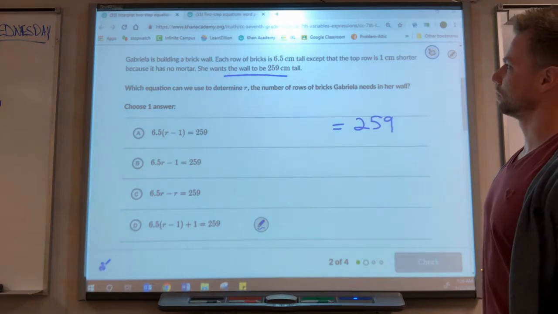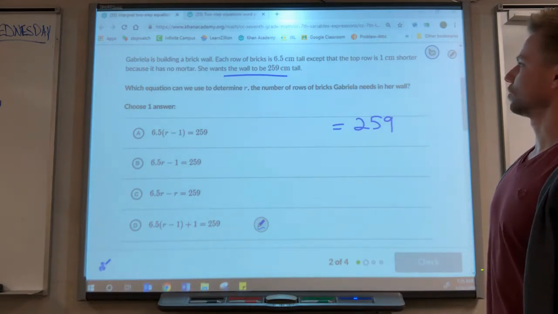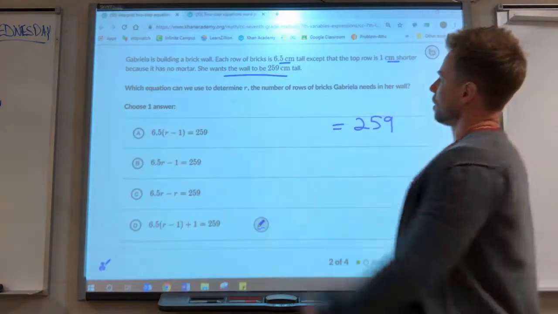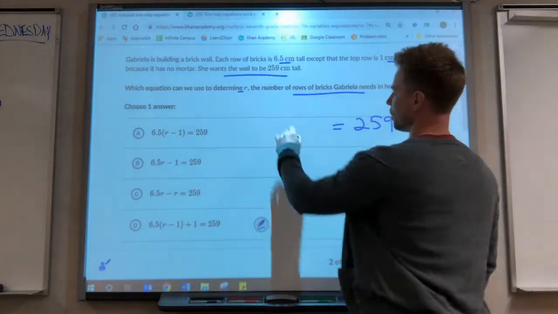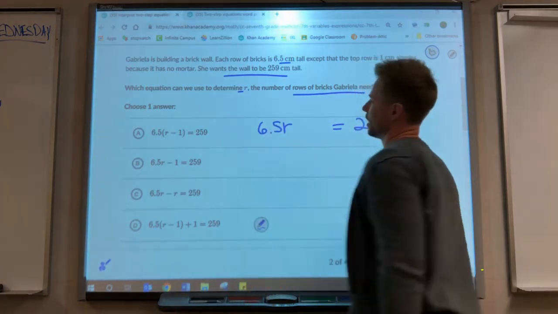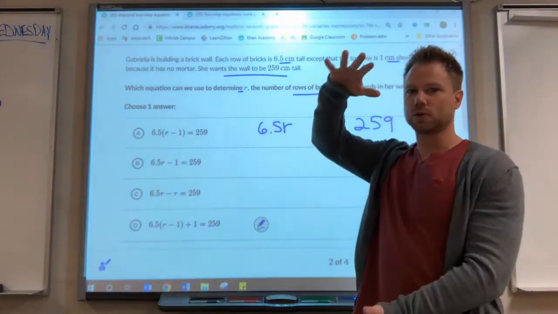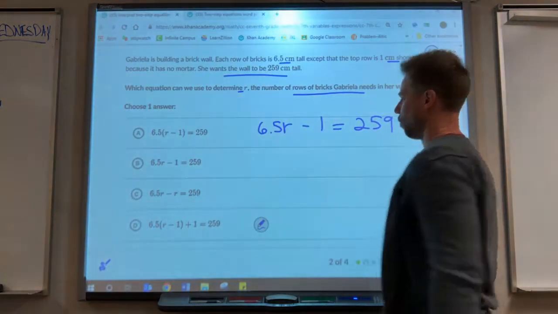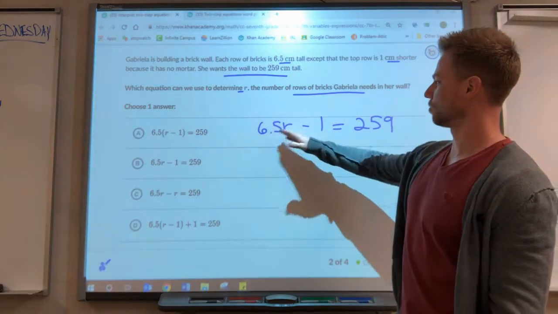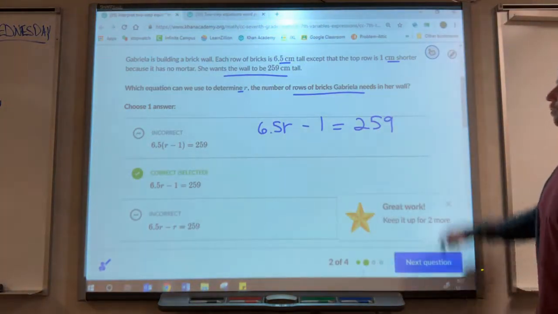Now each row is going to be 6.5 centimeters tall, except for one row. That's only going to be 5.5, 1 centimeter shorter. So R is the number of rows. So we would take all of our rows, R, and each one is 6.5. So we would take the number of rows times 6.5 to get the total height of our wall. But then remember that one row is 1 centimeter shorter. So after we have our total height of our wall, we're actually going to subtract 1 centimeter for that last row that's a little bit shorter. So this would be our equation. We take the total height, number of rows, times 6.5, take 1 centimeter off, and it's got to equal 259. So that would be B right there.